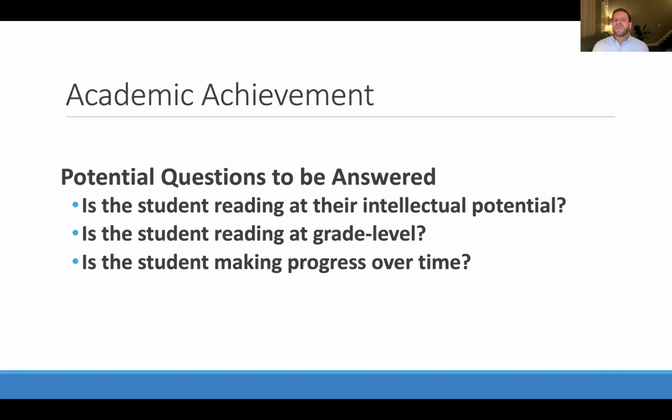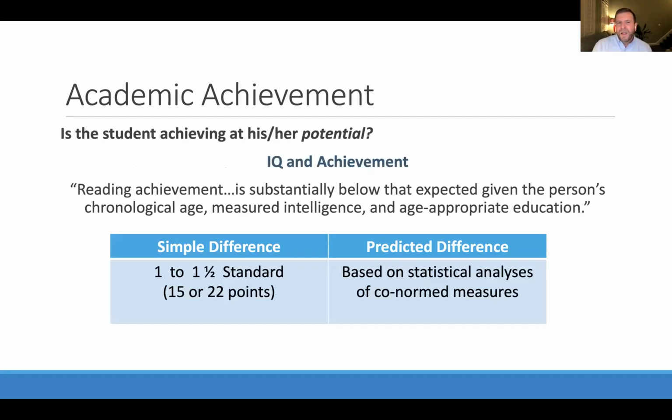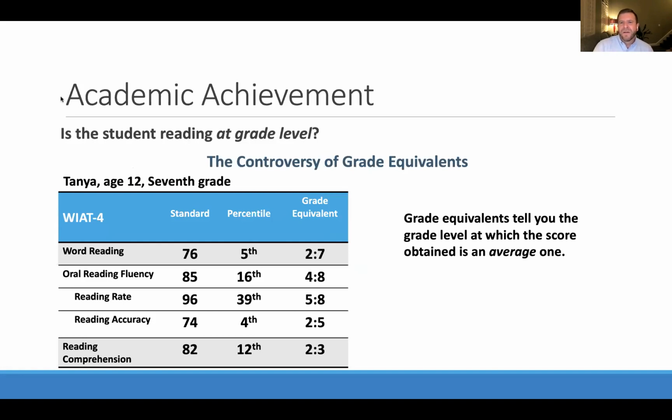We might also be able to look if the student is reading at grade level, right? Is the score typical when we look at grade-based norms? Is the score in that typical average range, right? And is the student making progress over time? So I just want to talk a little bit about each of these, right? I'm going to skip this one just time-wise because I don't think it's too germane to what we're talking about.